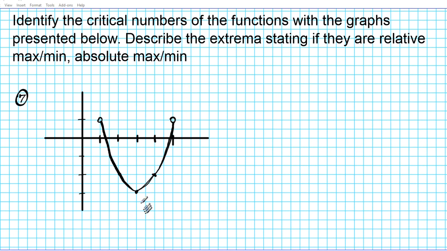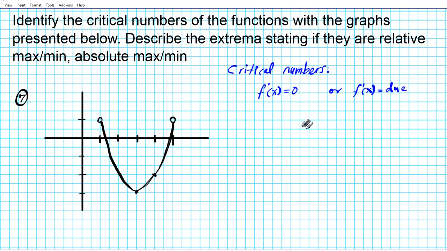Okay? Alright, so before we start with number 7, let's do a real quick review of the definition of what critical numbers are. In brief, critical numbers are points in the domain of a function where the derivative is equal to 0 or non-existent. So critical numbers are points where f prime of x is equal to 0 or f prime of x does not exist.